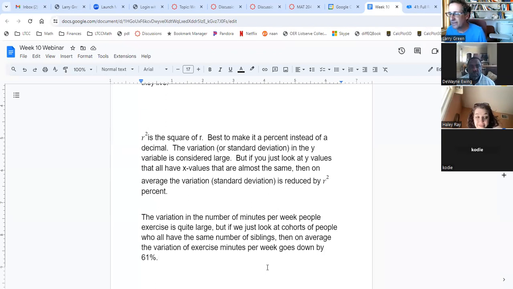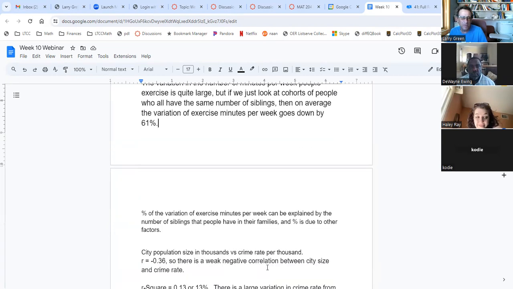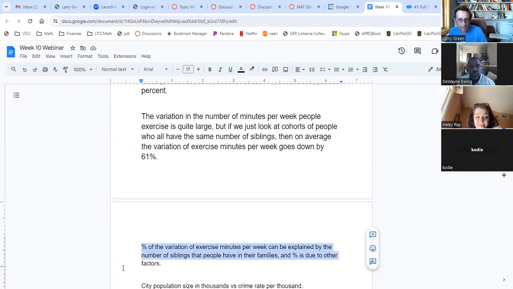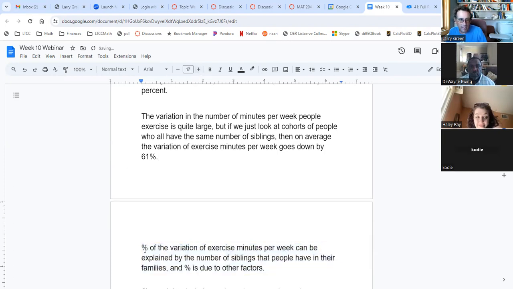Any questions on that? Another way of saying this sometimes that people do, let me write this out, is 61% of the variation of exercise minutes per week can be explained by the number of siblings that people have in their families. And 39% is due to other factors. How did I get the 39%, by the way? Hint is it wasn't that hard.